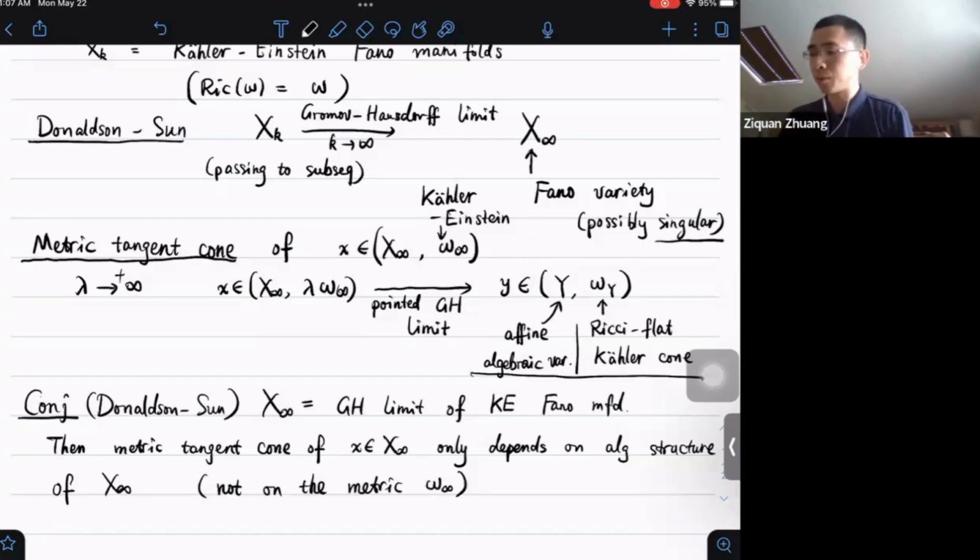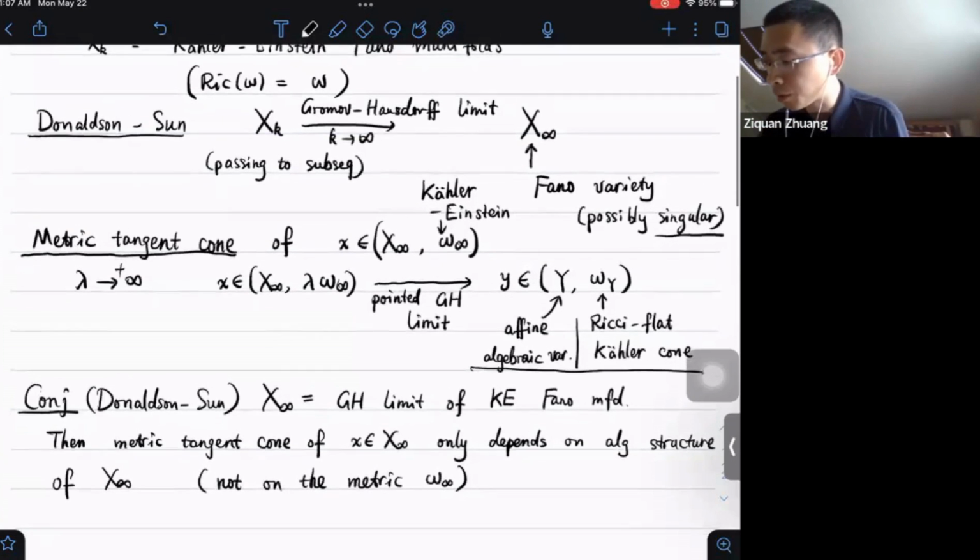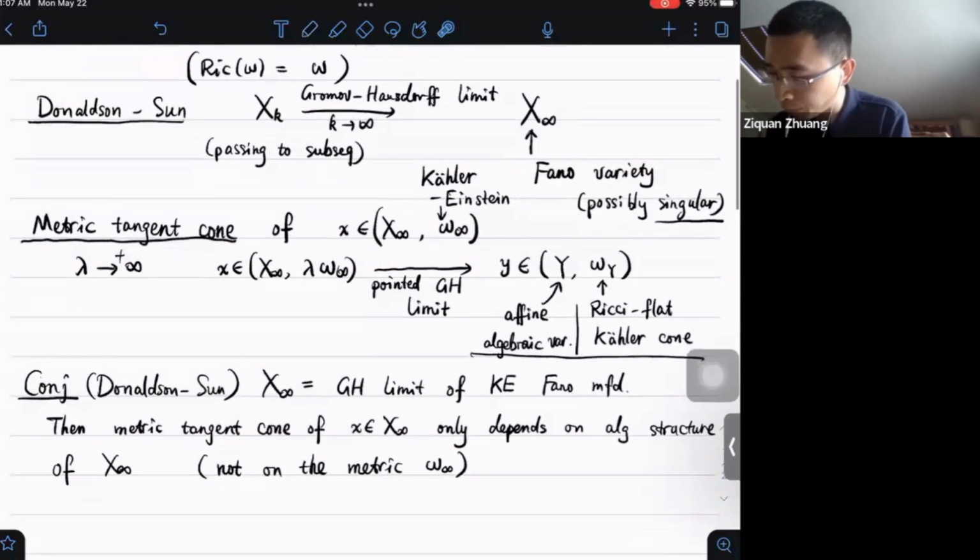Omega. Okay, so that's one thing that they conjecture, and if you want to be more ambitious, you might want to even give an algebraic geometric construction of this metric tangent cone if it only depends on the algebraic structure. Because right now, if I want to get this tangent cone, I really need to take this Gromov-Hausdorff limit as metric spaces.